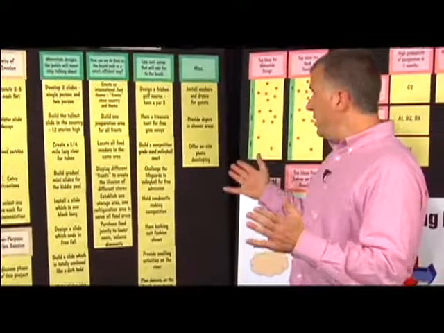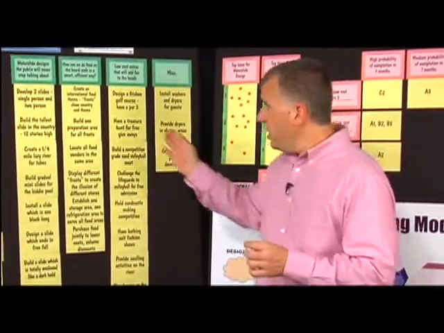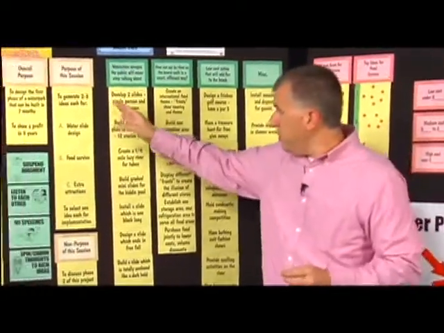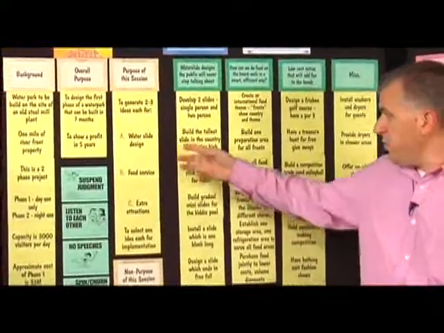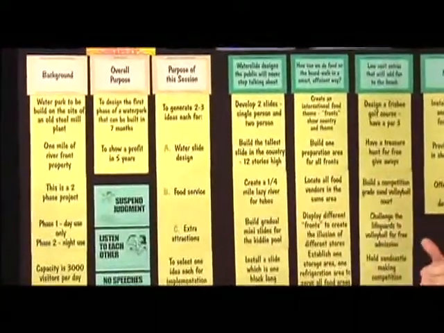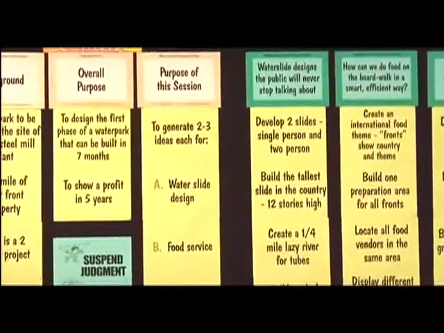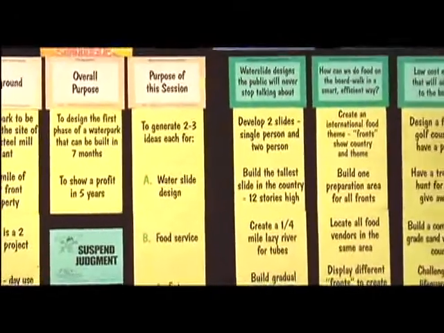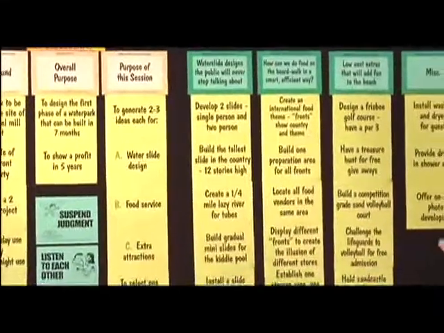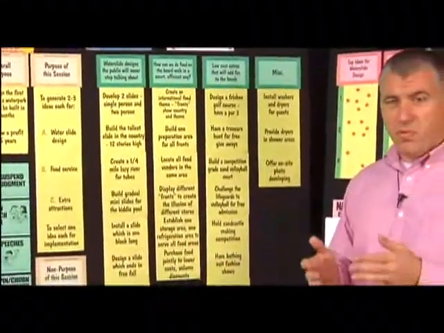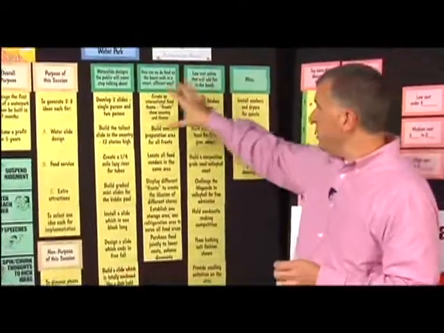So you have all of these ideas, all of these different options that you have to explore. Going back to the purpose of the session, for this one right here, you could see that we had to generate 2 to 3 ideas for 3 different categories: water slide design, food service, extra attractions. There's more than 2 to 3, and again, this is a condensed model. When the group was making decisions on this, they were making decisions from probably 4 or 5 dozen different ideas in each of these categories.